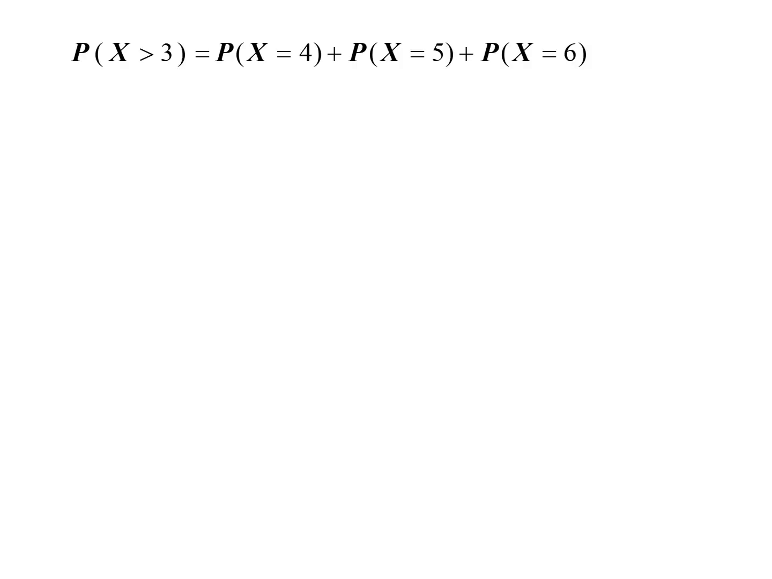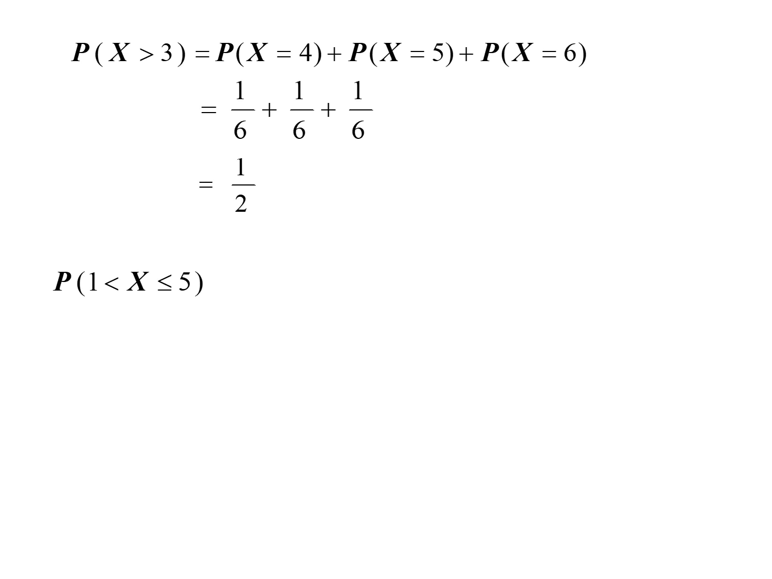For the probability X is greater than 3, it equals probability X is equal to 4 plus probability X equal to 5 plus probability X is equal to 6. Then for each of them, the probability is 1 over 6. Plus them together, we simplify, we will get the answer is 1 over 2.